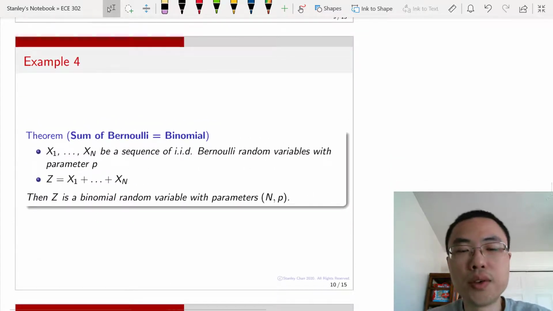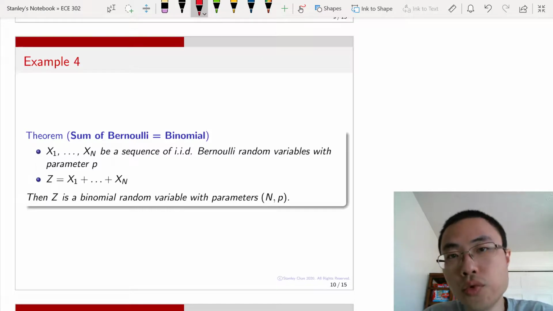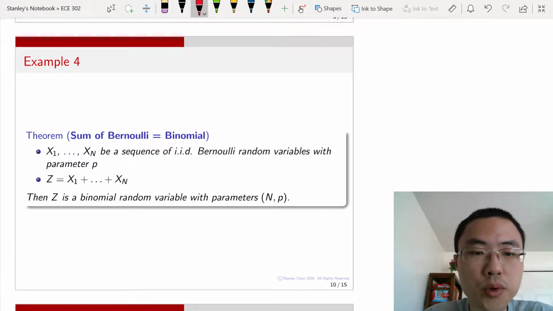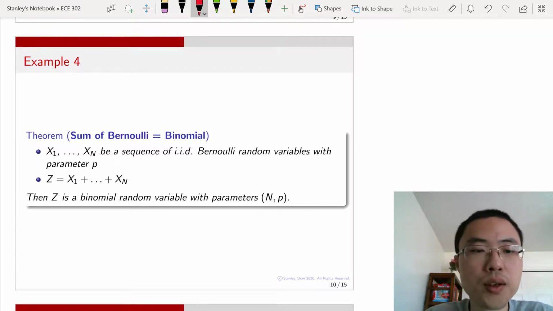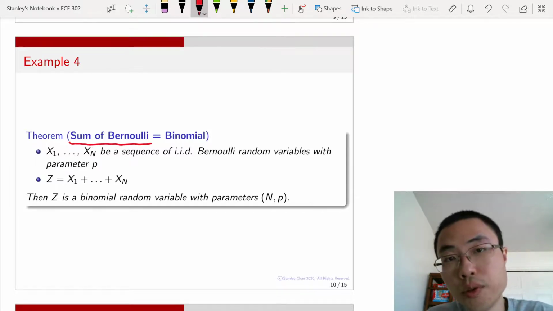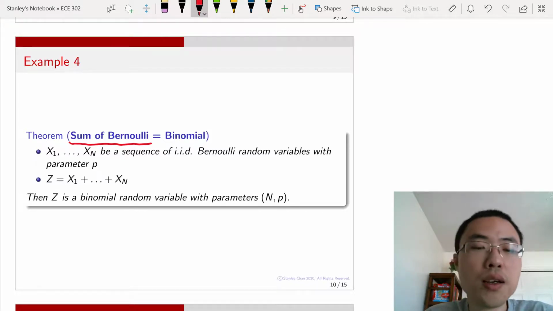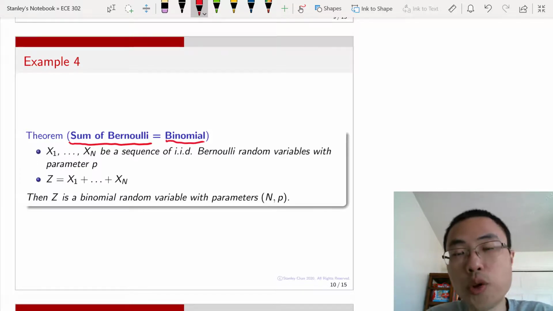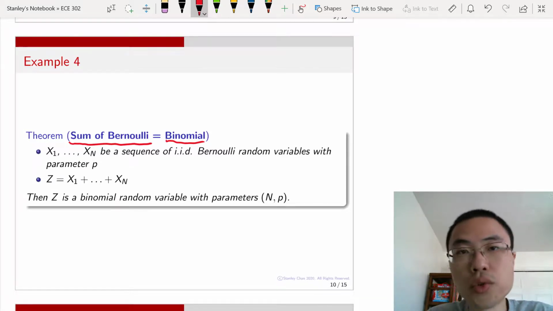Let us look at a very useful example. An example that we used when we introduced the binomial random variable, although we have not yet proved it. With the moment generating function, we can finally prove this statement. The statement is that if we take the sum of n Bernoulli random variables, you flip a coin many times, you count the number of heads, you will be able to get a binomial random variable. So why is that true? Can we prove that?